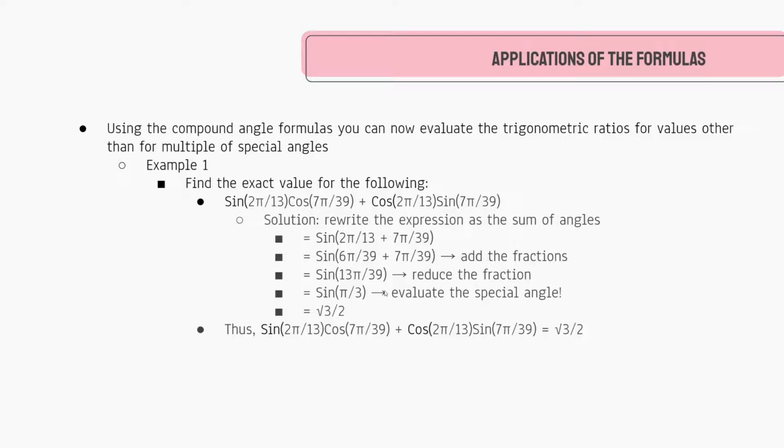Again, you should remember that pi over 3 is a special angle. So now that we're dealing with a special angle, you could simply draw a little triangle to find out what it equals, or by now you might have already memorized that it equals square root of 3 over 2. So we found out that that extremely long expression is simply equal to the square root of 3 over 2. That's the beauty of applying the compound angle formulas.